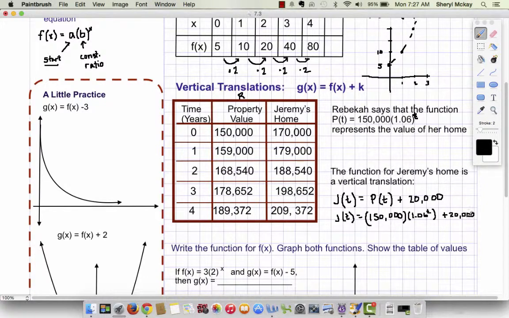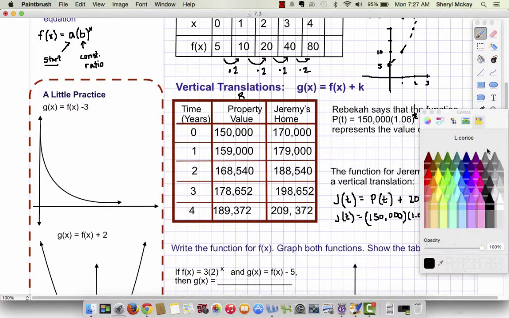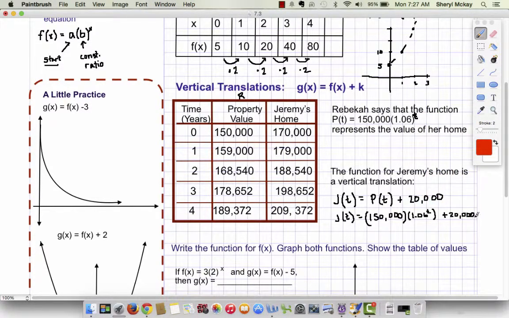So one thing that I want you to notice is that a vertical translation always adds a constant to the pre-image, or the previous function. So this up here, g of x equals f of x plus k, is the formula, or the way that we represent vertical translations of functions.